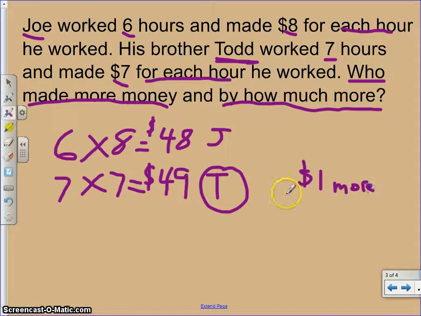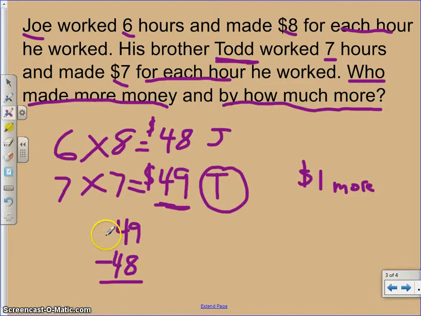So really this had multiple steps. First I had to multiply to find out what Joe made. Then I had to multiply to find out what Todd made. And then at the end I had to subtract. I had to take the bigger amount, the 49, and subtract 48 to see how much more, because I was comparing the quantities. Remember, when we compare, we subtract. I was comparing the quantities to see who made more.